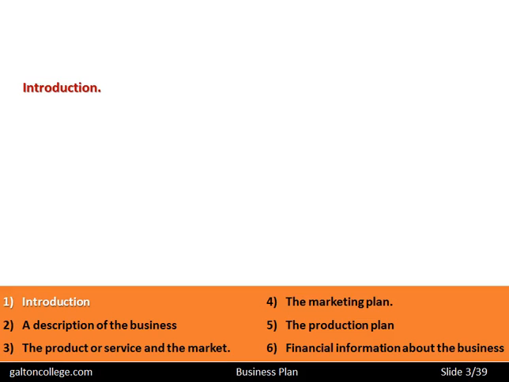Now, on the bottom of this slide, I have set out 6 areas to look at, and I want to talk about the content of these 6 areas. These 6 areas will appear in the business plan: introduction, description of the business, the product or service and the market, and so on.